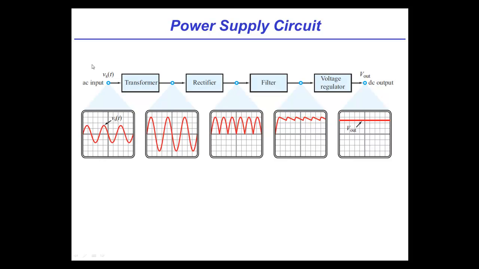Got it. So the wall is putting out AC. We don't want to power our CMOS with an AC input. We want to power our digital circuits with a DC output. Got it, DC input for them. Uh-huh. And so how do we do that? How do we go from AC to DC?